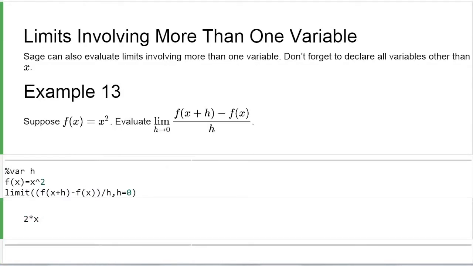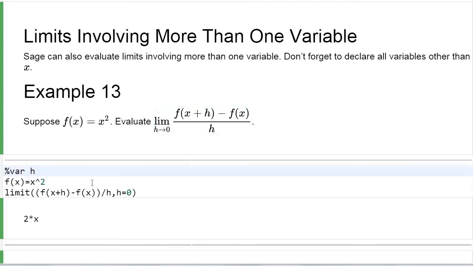The limit command can also handle limits involving more than one variable. Don't forget to declare variables other than x if you're going to have other variables. So here, example 13, this is the famous difference quotient you learned to hate in pre-calculus, in the limit as h approaches 0. This is the definition of the derivative, the main thing in calculus 1. So important calculation here. Really, this is the reason why limits were invented, to deal with this kind of thing.